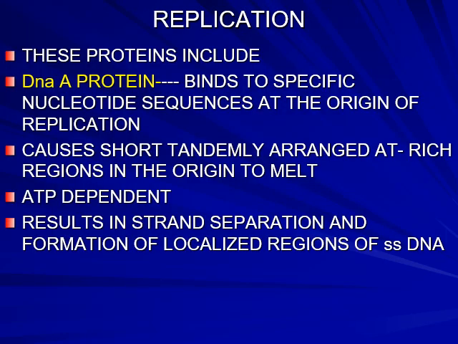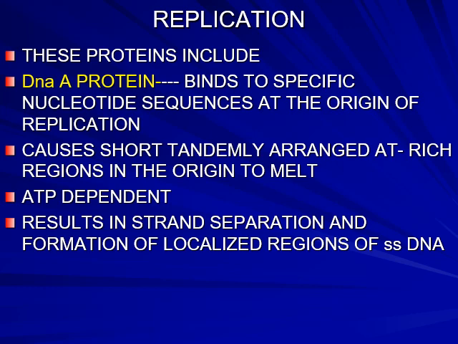So this pre-priming complex includes first the DnaA protein. The DnaA protein is binding at the site of origin or close to the site of origin, recognizing certain specific nucleotide sequences, which indicates to the DnaA protein that this is the place where DNA replication is going to start. Once it binds to that specific region, it causes that region to melt.